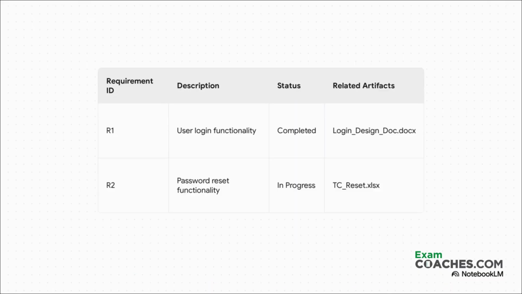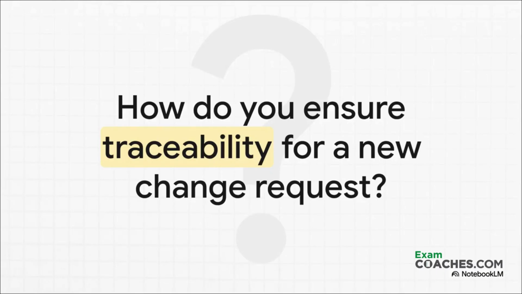And this is a perfect, simple example of an RTM. You can see how each requirement has its own unique ID, a clear description, its current status, and most importantly, it links out to other project documents. This gives you total traceability. If someone asks why task_002 exists, you can trace it right back to requirement R2. No guesswork involved.